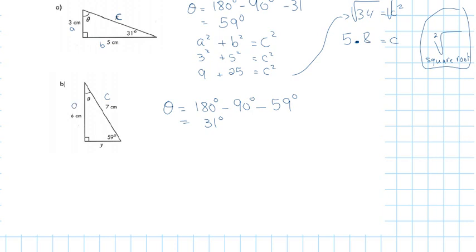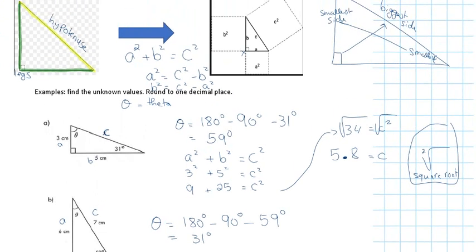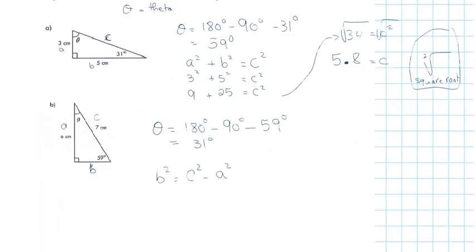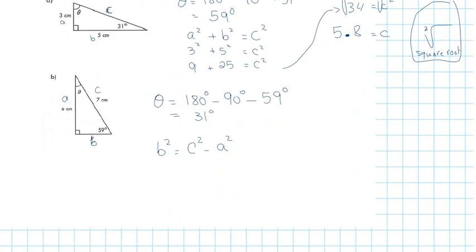What would be my formula? Correct. So because I'm looking for B, I have to use the C squared minus A squared. Okay? So remember, I have to pick one of these three formulas. Because I don't know what B is, I'm going to have to use the C squared minus A squared formula. So let's plug in the information. That's going to be 7 squared minus 6 squared. So that's going to be 49, take away 36. And that's going to be 13.